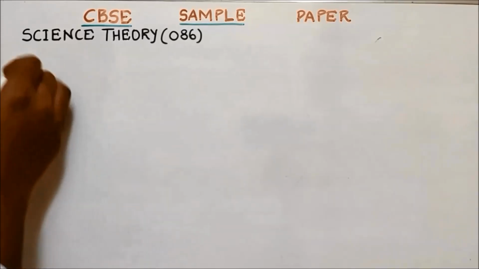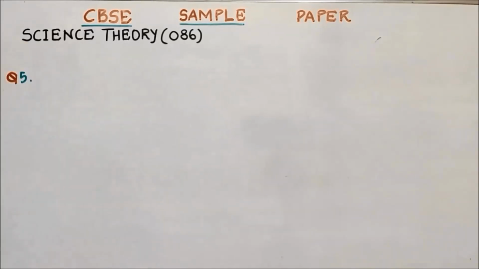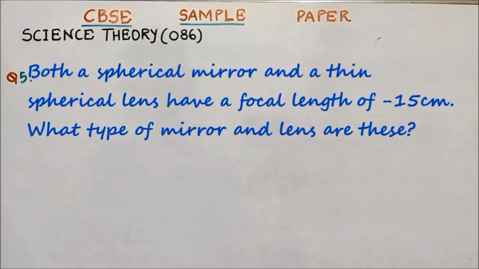So next question, question number 5. So here is the question. Both a spherical mirror and a thin spherical lens have a focal length of minus 15 centimeter. What type of mirror and lens are these?